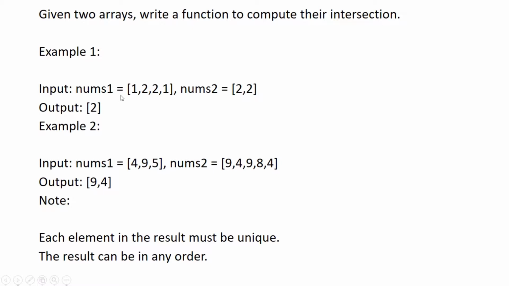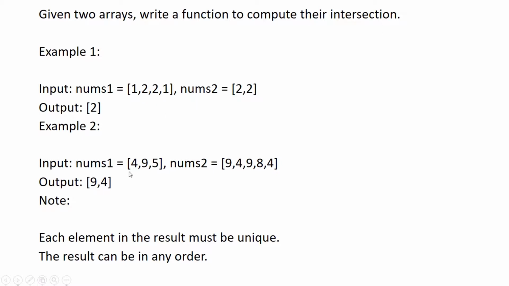For instance, this is the first array, this is the second one. If you check these two arrays, you will see that we have an intersection. The only thing that intersects is 2 and 2 here. Those are the ones that are common.